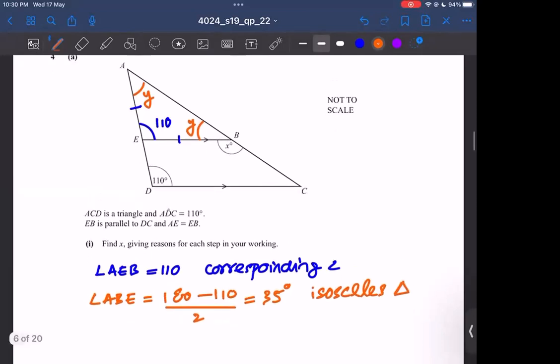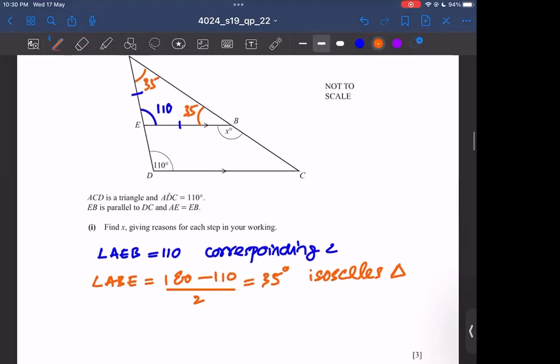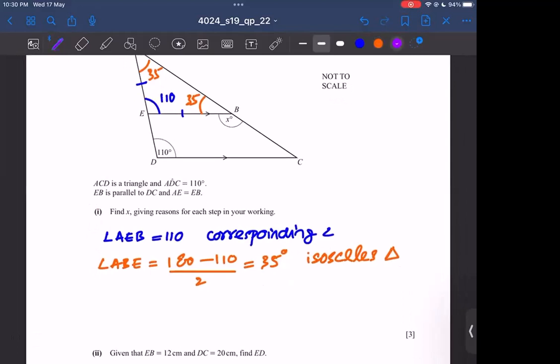Now, since we got these y angles over here, these are 35. We can find the value of x now. Angle in a line. x is going to be 180 minus 35, which is equal to 145. And you're going to give the reason: angle in a line.